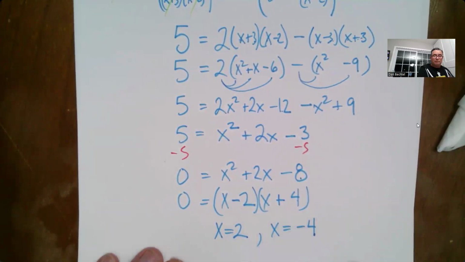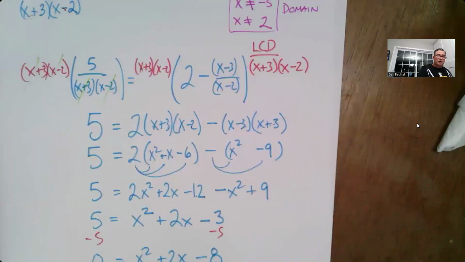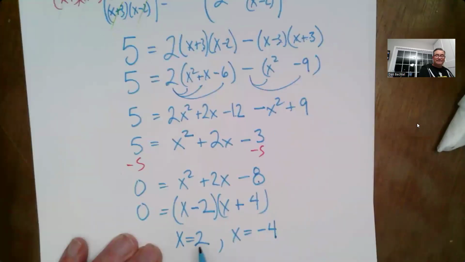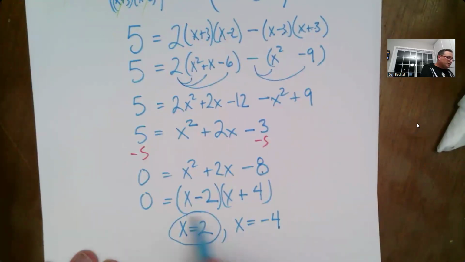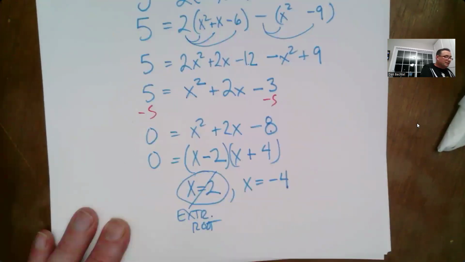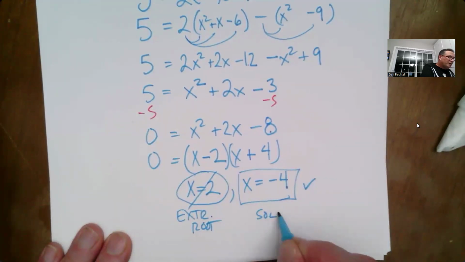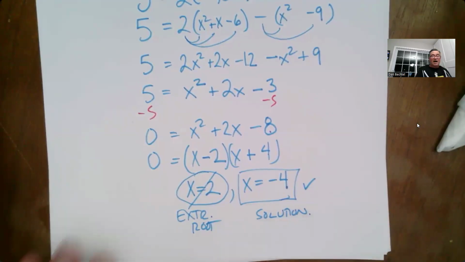We look back up to our original ones. Things that cannot be are negative 3 and 2. So right here, this one is an extraneous root. This one, though, is a solution. So you will be fine with an answer like that.